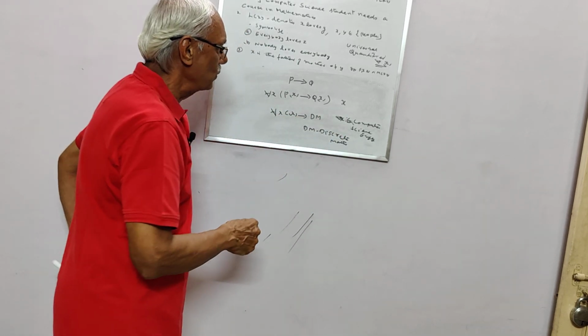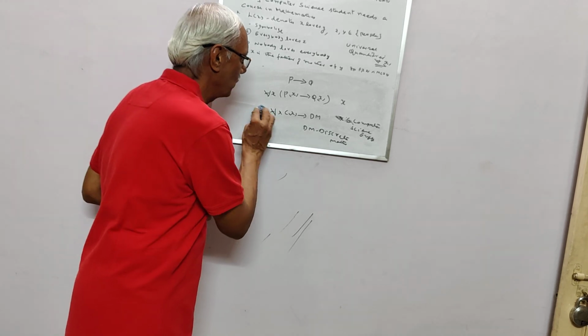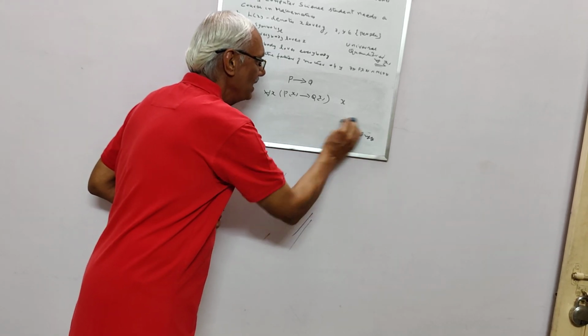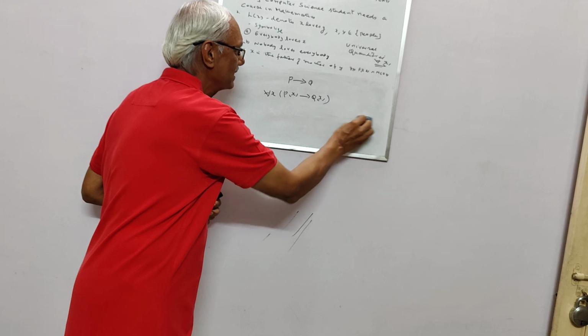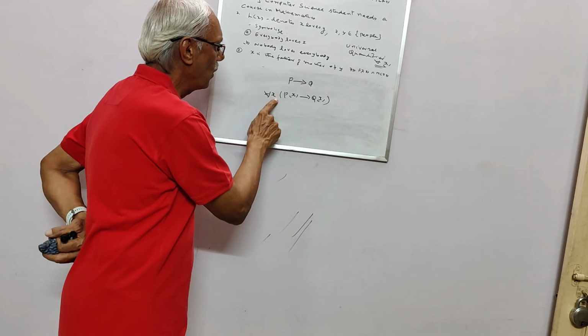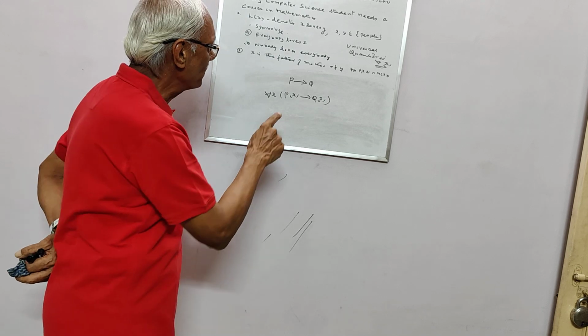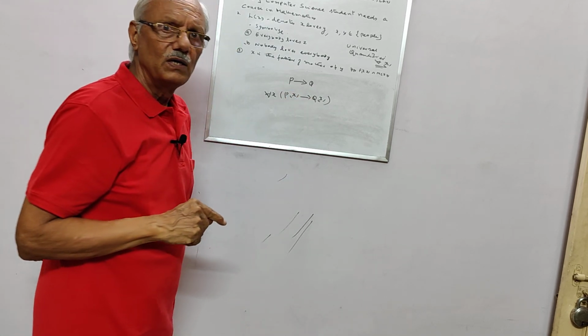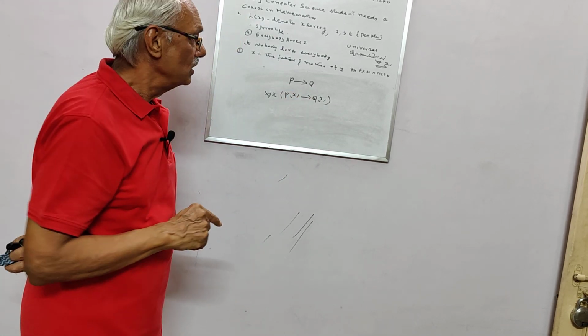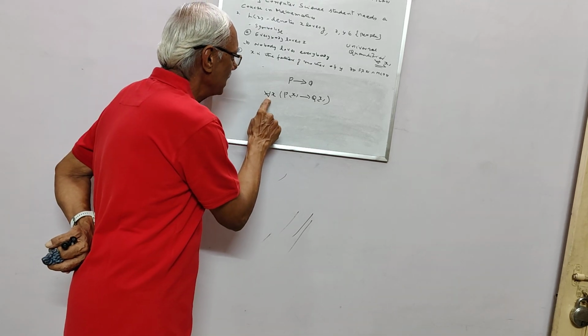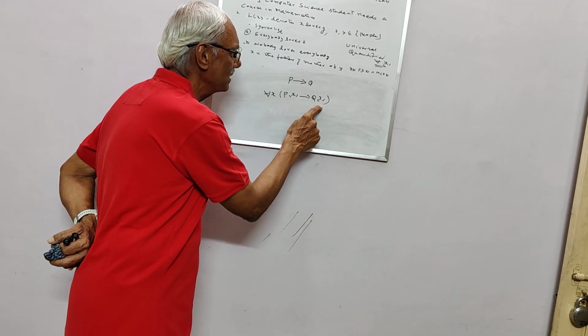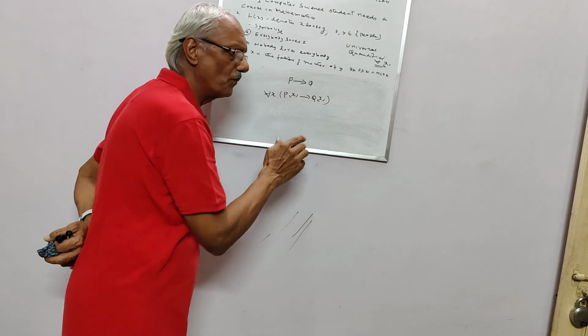So for all x, here it is different. Here what I mean is that for all x, P of x implies Q of x. We have come across P implies Q. One way implication we have given. So you see that this is for all x, P of x implies Q of x.